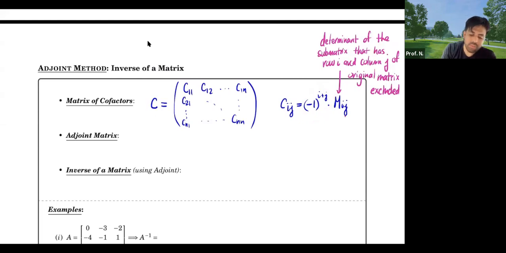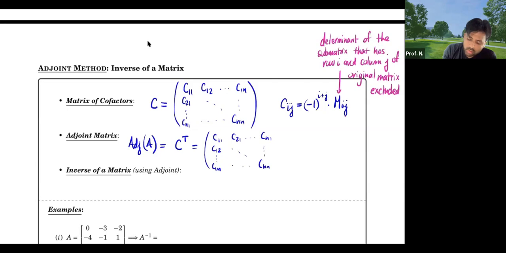Now, what's the adjoint matrix? They use the abbreviation adj of A. It's just the matrix of the cofactors, the transpose of that. That's all it is. So this would look like C11, C21, all the way to CN1. This is C12 all the way to C1N. This is CNN. So the transpose of the cofactor matrix is the adjoint matrix.